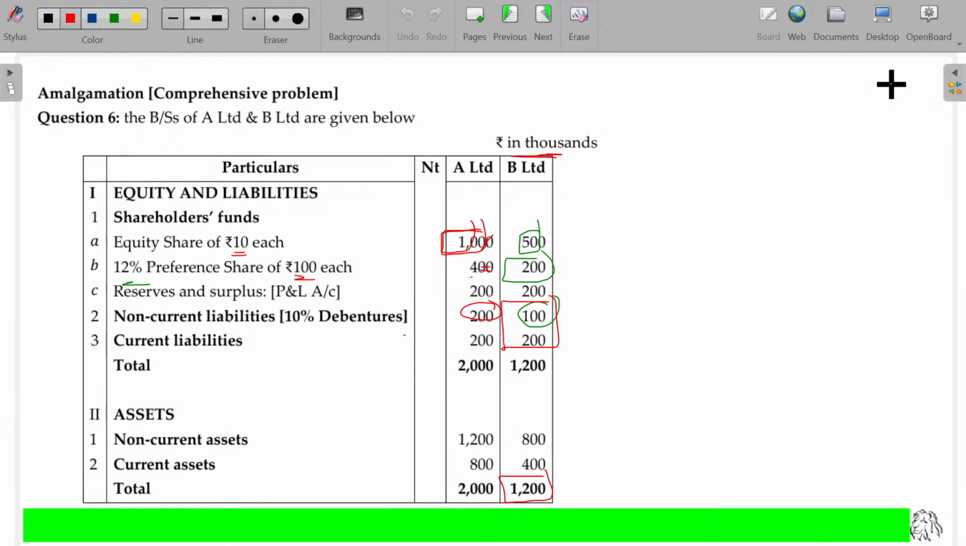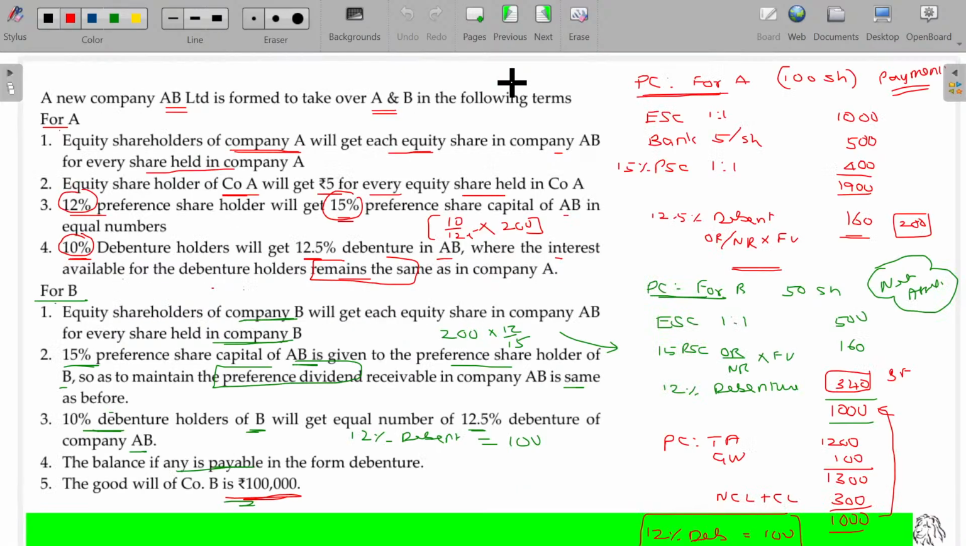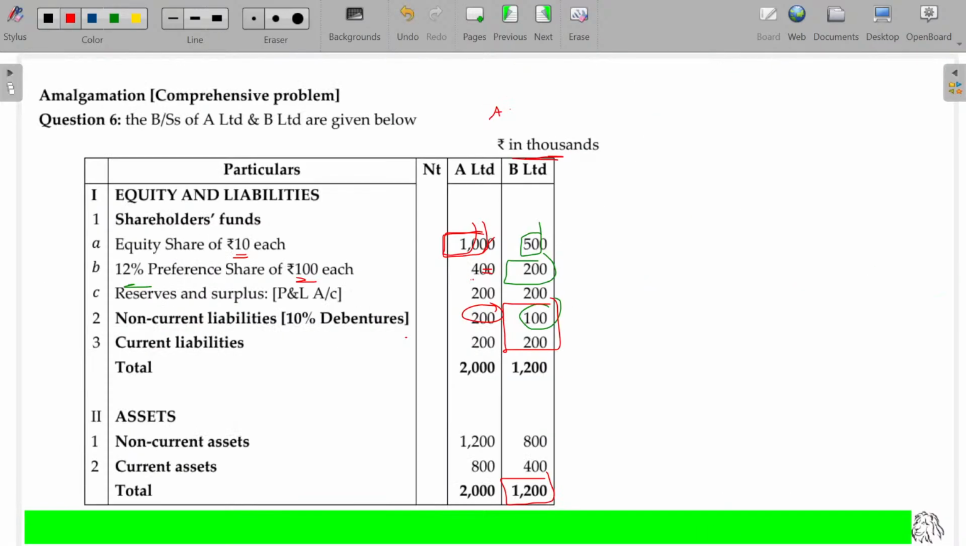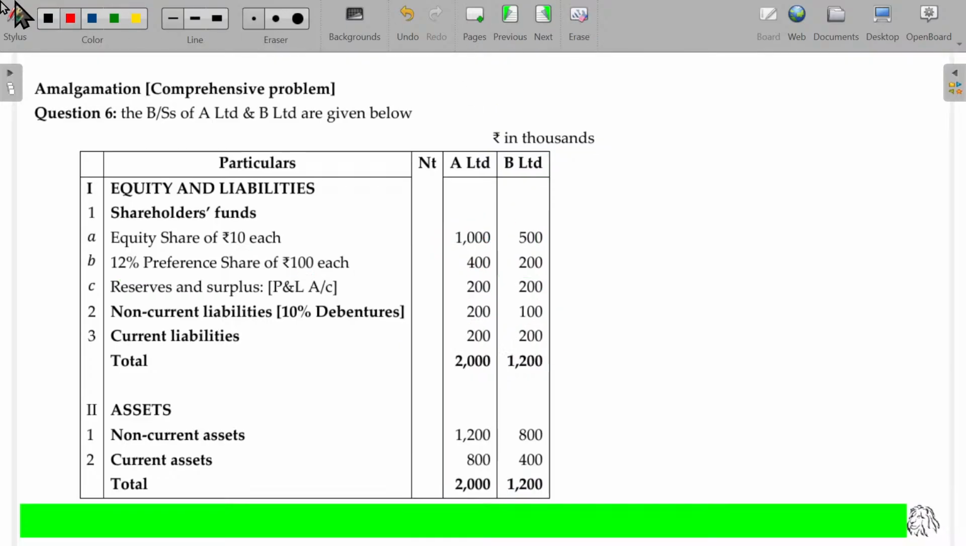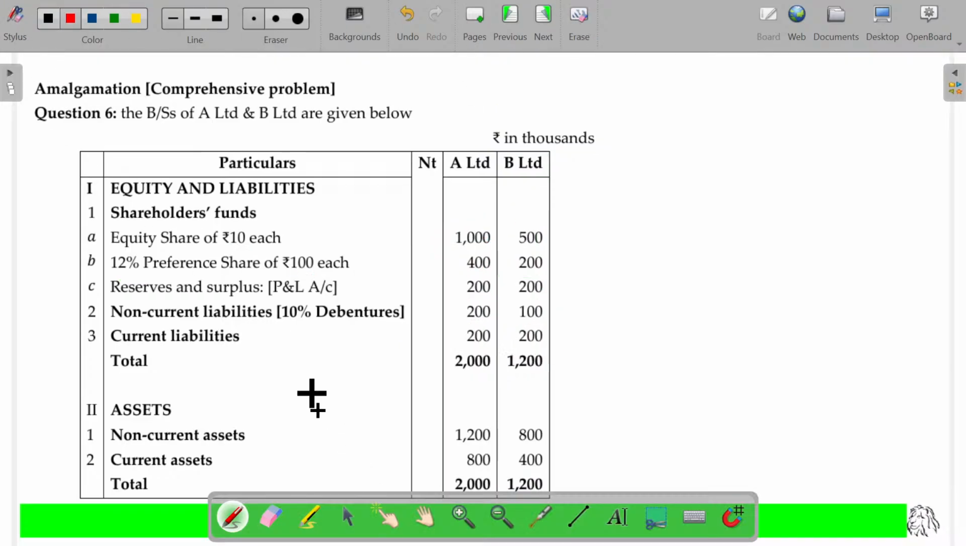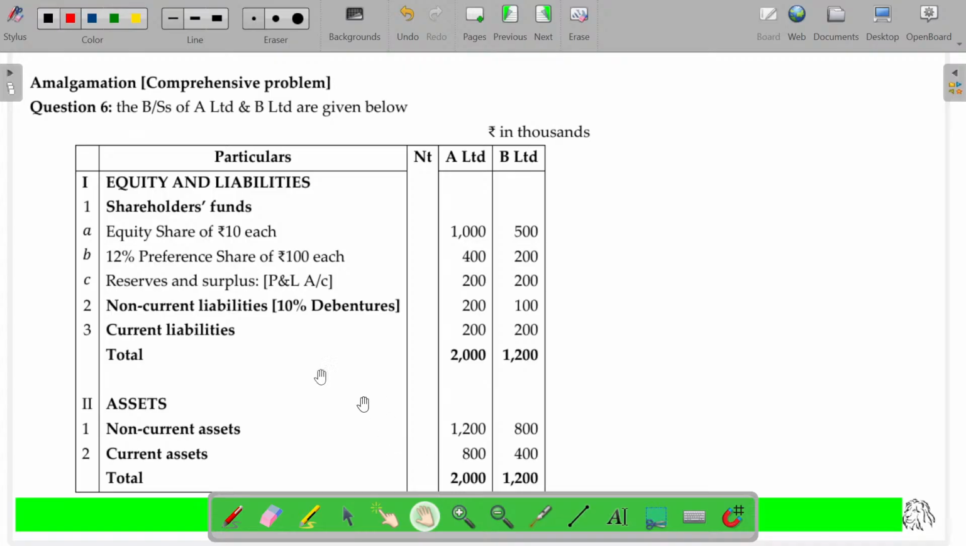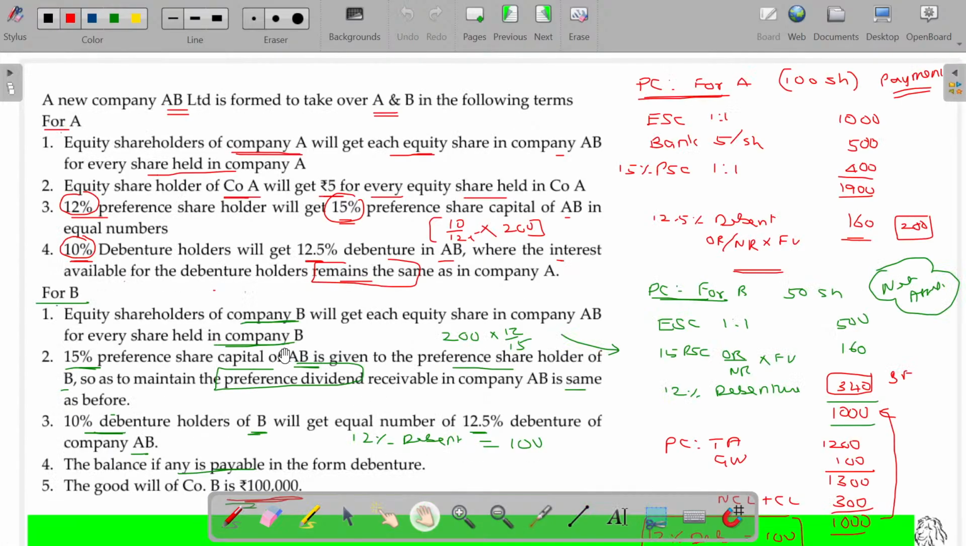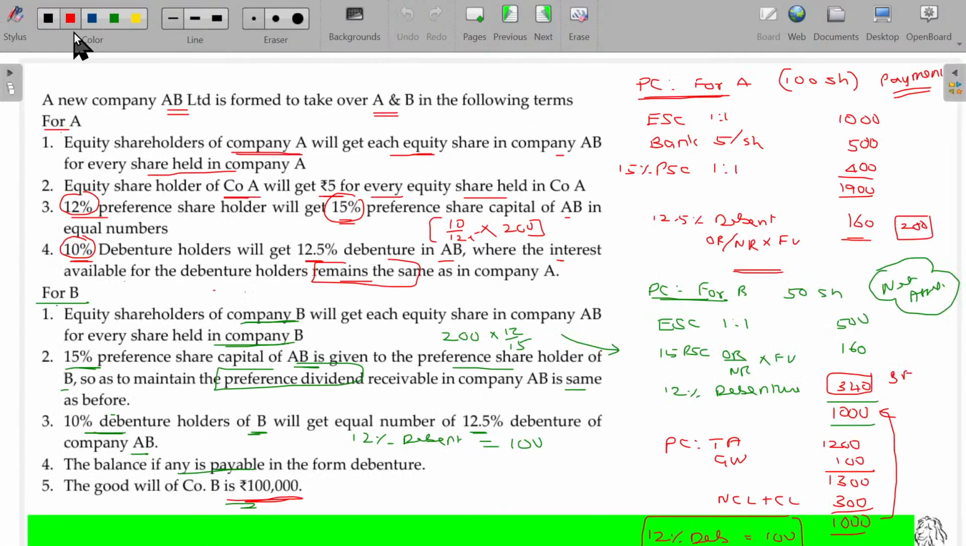So, amalgamation comprehensive illustration, A Limited and B Limited. A new company formed to take over A and B. That's how we studied in the previous class. We have calculated the purchase consideration for A as well as B. The purchase consideration for A being 1900, and for B being 1000.